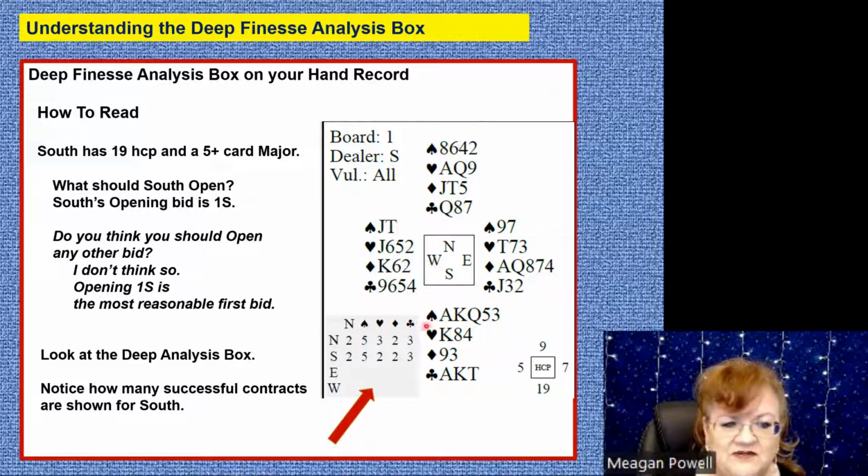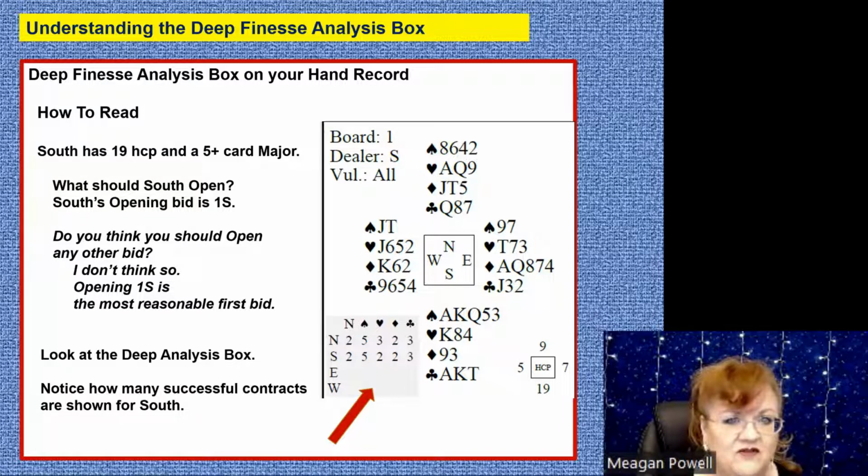But look at the deep finesse box down here. It is showing you that contracts other than spades are possible. Look at how many successful contracts there are for North or for South in each of these areas, even though we, looking at the hands, see 19 points and 5 spades here, and even if you look at North, you see 9 high card points and 4 spades. Well, pretty quickly, your mind is already saying, well, wait a minute, we've got 25 points.